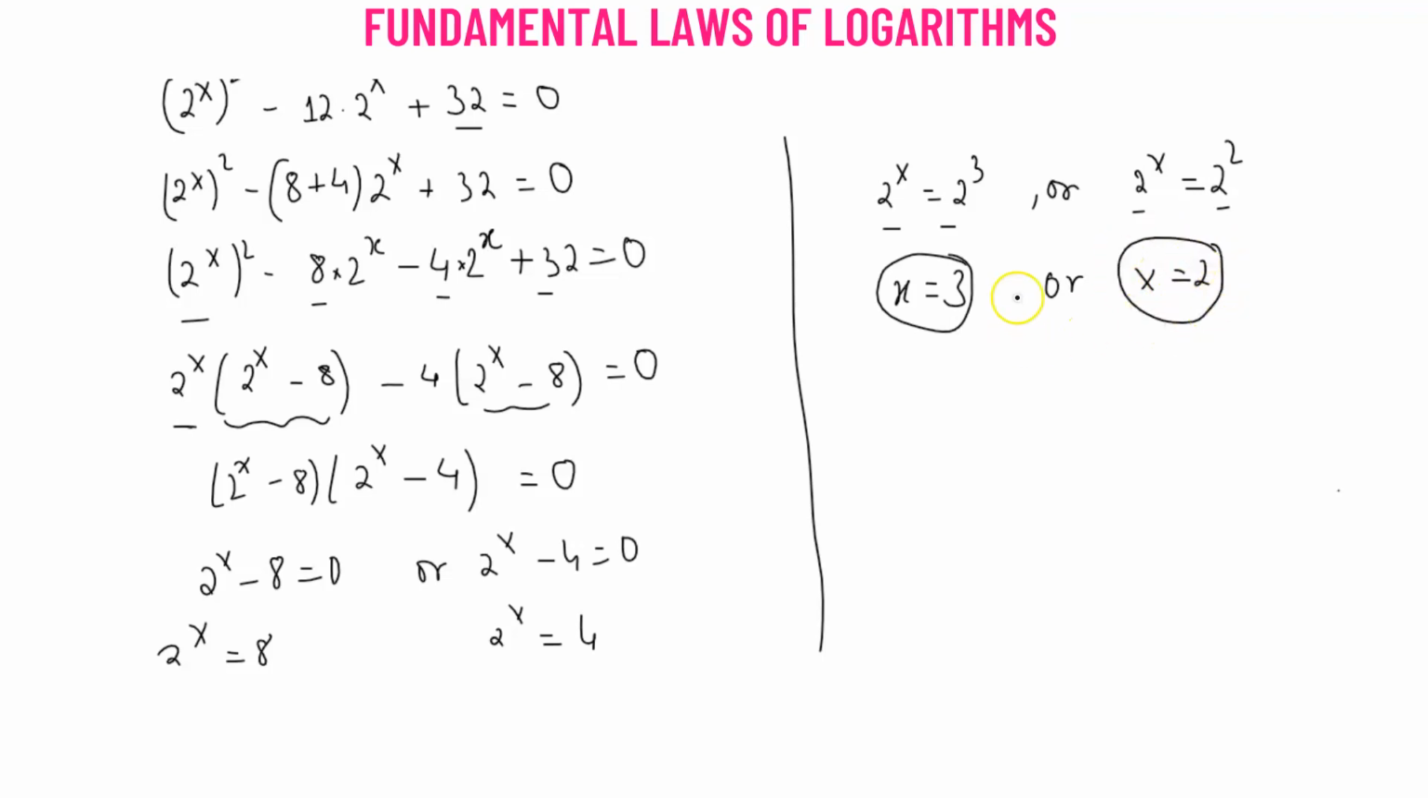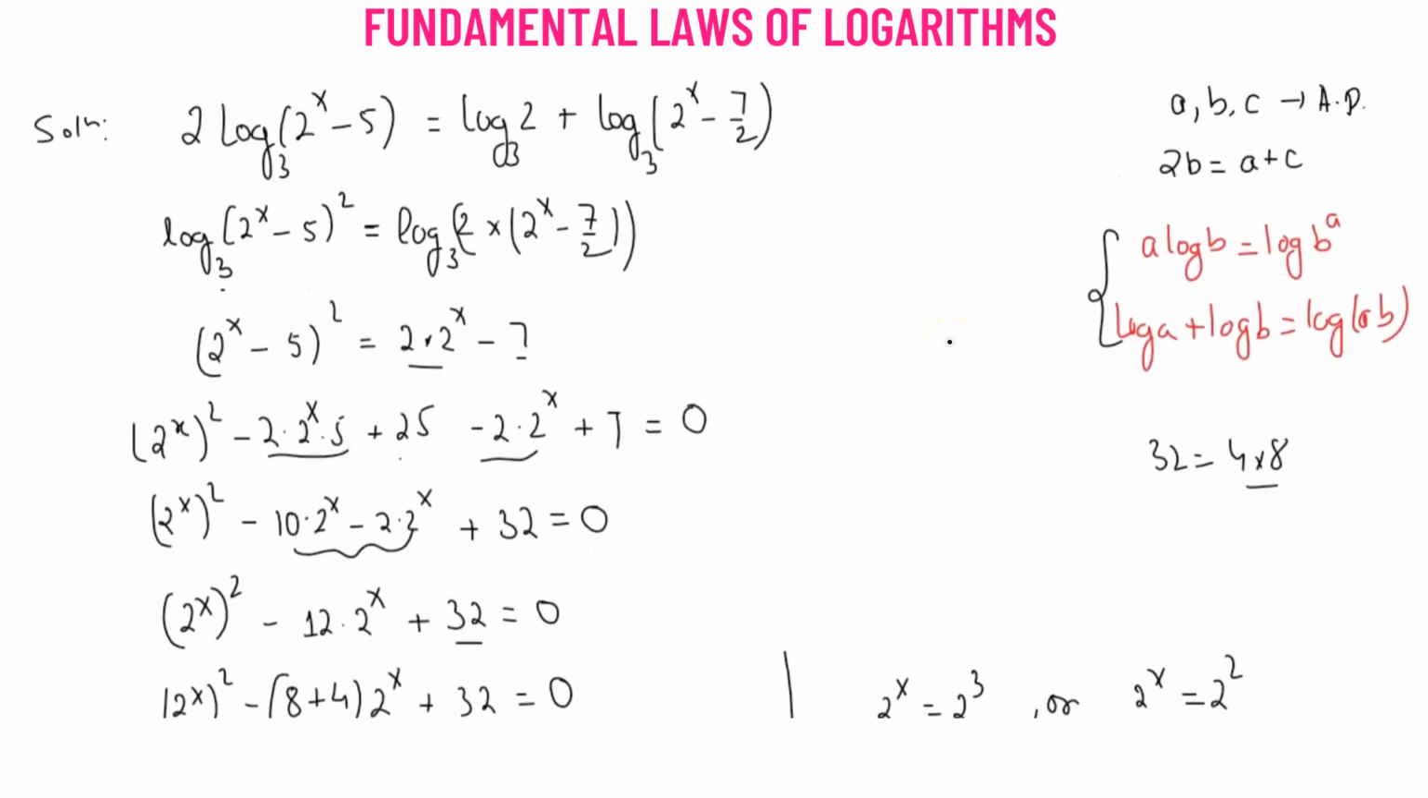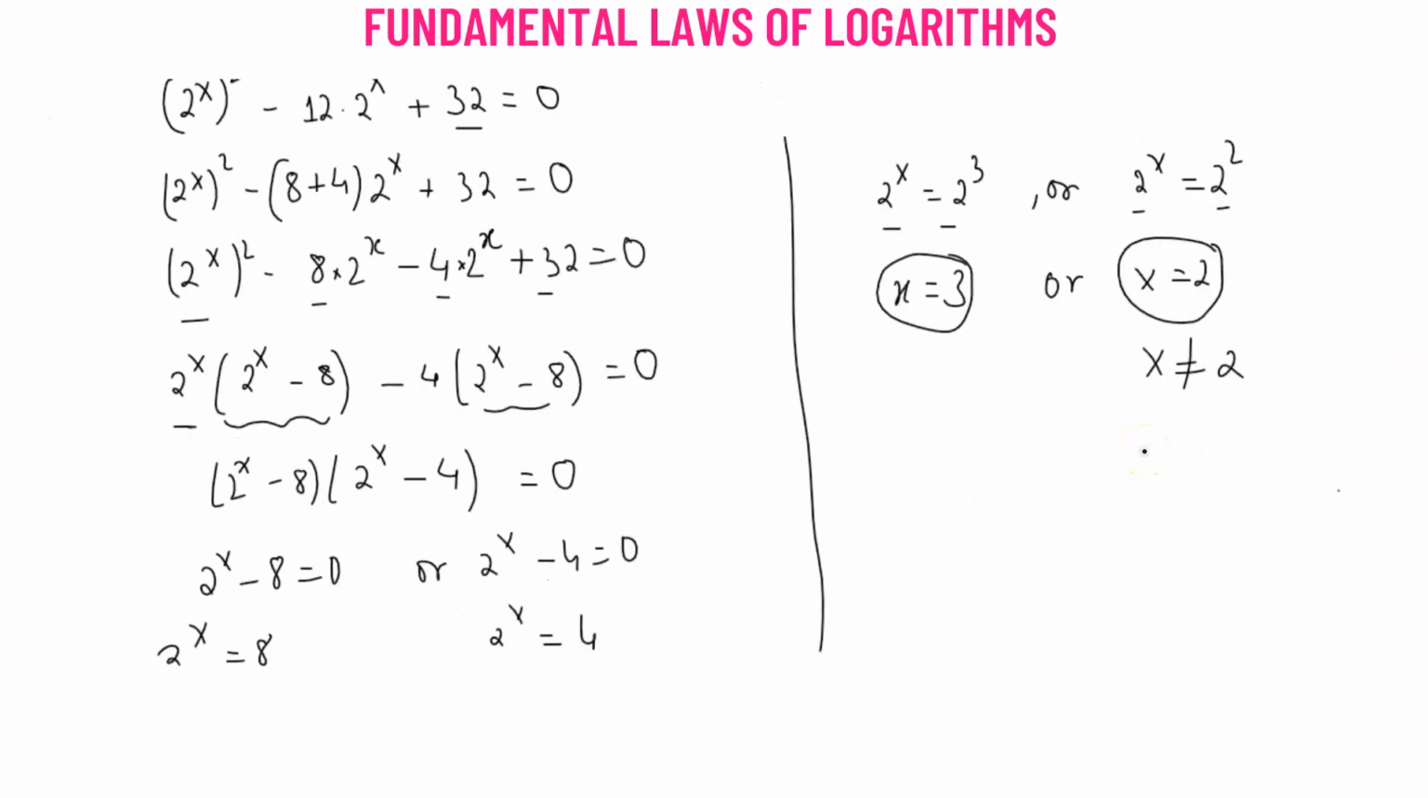So these are the two solutions, but the thing is x cannot be equal to 2. We can check that out because we have the middle term given by log of 2 raised to the power of x minus 5. Now if we substitute the value of 2 here, what will we get? We'll get log of 2 squared minus 5. So 2 squared is 4, so 4 minus 5 is negative 1. And this is undefined because we cannot have a negative value here, or it cannot be 0 as well.